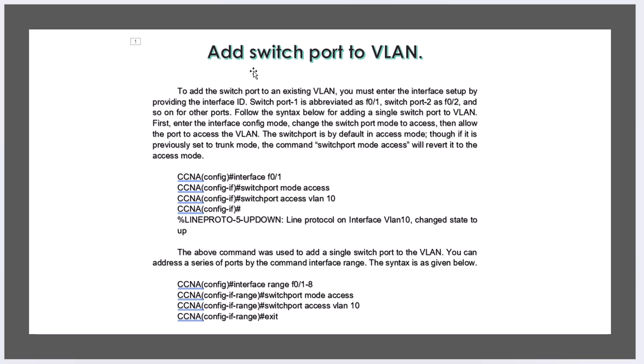Now we add that VLAN to the switch. How do we configure the VLAN on a particular interface? For example, interface FastEthernet 0/1. We need to configure this interface as VLAN 10. Give the command interface FastEthernet 0/1, switchport mode access, switchport access VLAN 10. If you want to configure more than one interface, give the command interface range FastEthernet 0/1 - 8, so interfaces 1 to 8. Again give the same commands: switchport mode access, switchport access VLAN 10.